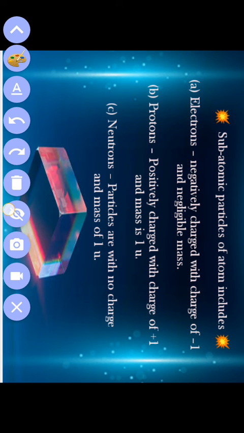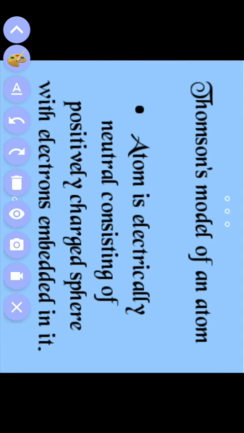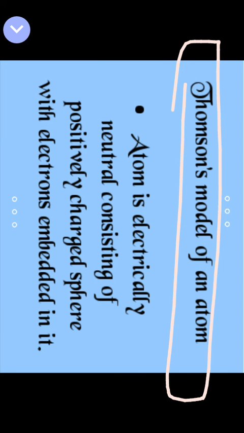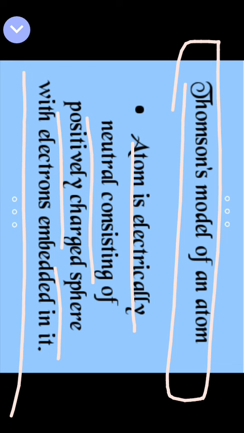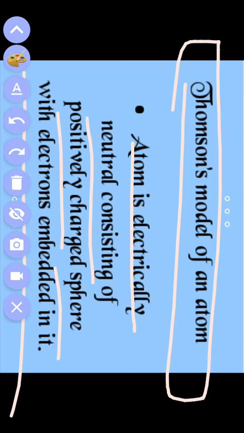Okay, let's see further. Now we'll see the Thomson model of an atom. We know the atom is electrically neutral, consisting of a positively charged sphere with electrons embedded in it. It is the discovery of Thomson, which tells us that in the orbit there are negatively charged particles, your electrons, and in the middle your neutrons are there, along with positively charged protons. I told you about this earlier also.